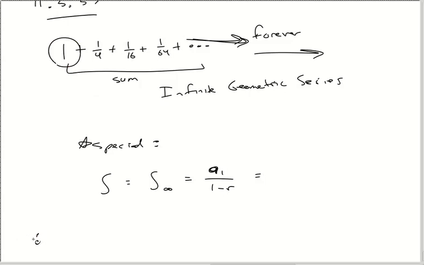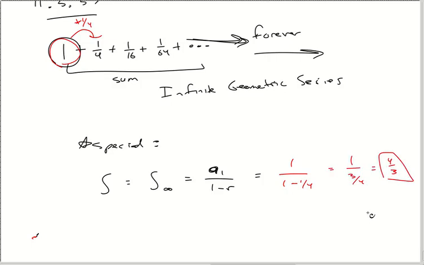This is my A1 right here. It's a 1. It's the first term. Very easy. What am I doing here to here? What am I multiplying by? By a 1/4. 1 minus a 4th. So it's 1 over 3/4, and if you flip that fraction, it's 4 over 3. That's it.